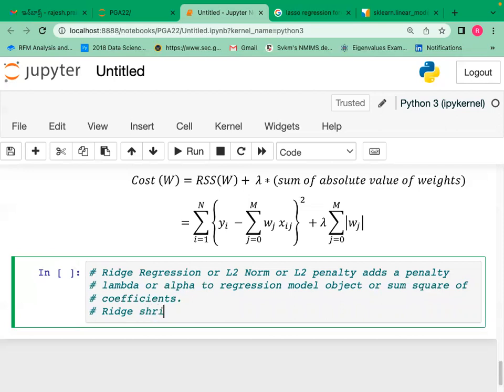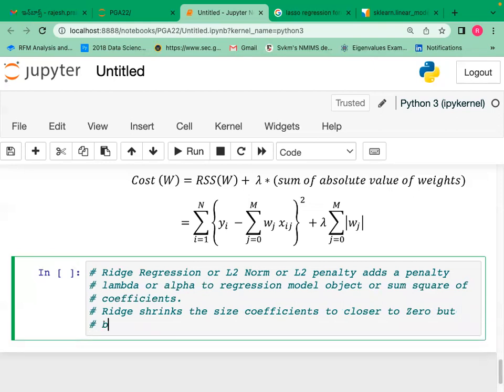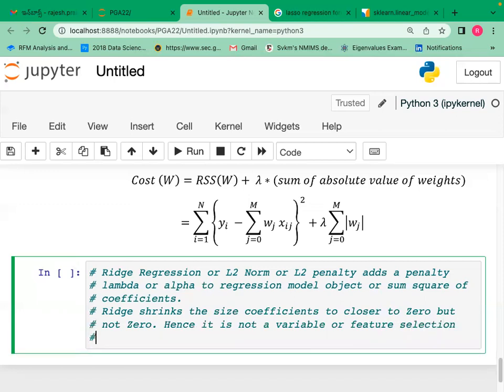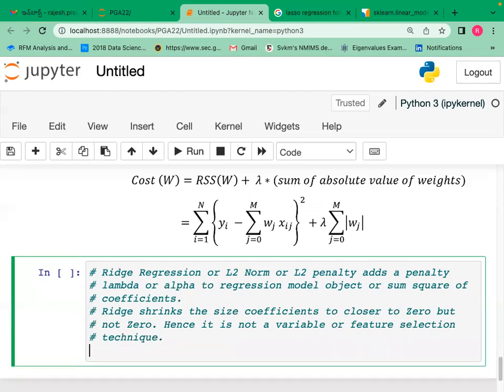Ridge shrinks the size of coefficients to closer to zero, but not zero. It will not make the coefficients zero. It will bring the coefficient value closer to zero, but not zero. Hence, it is not a variable or feature selection technique.